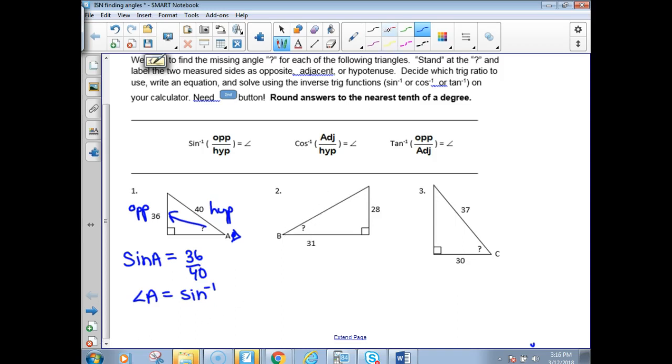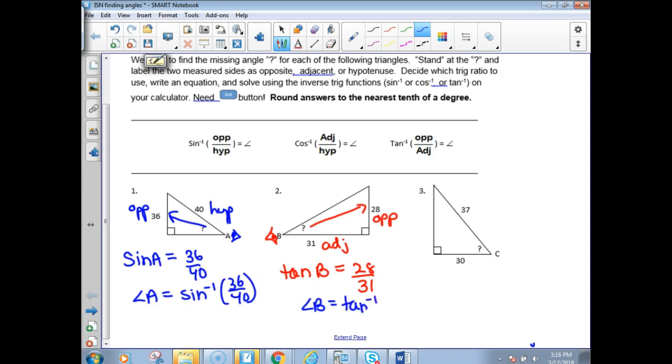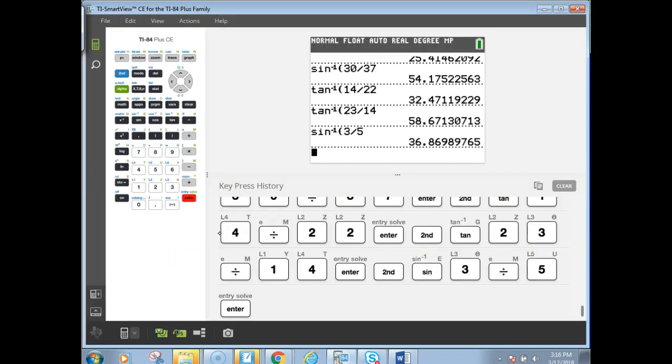All right, so on the second example, we're going to be looking from angle B. The 28 would be the opposite leg, and the hypotenuse is blank. So this 31 is your adjacent leg. Opposite and adjacent tells me to use the tangent. So the tangent of angle B equals 28/31. And I forgot to finish the previous problem. You are going to hit second sine 36 divided by 40. And on the next one, angle B, you're going to be doing second tangent of 28 divided by 31. So let's go make those calculations now.